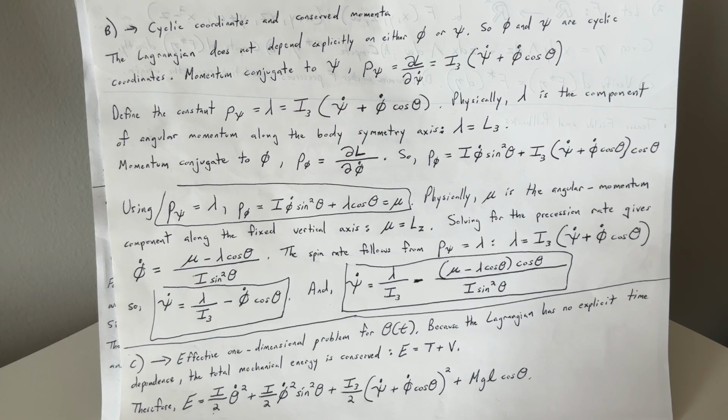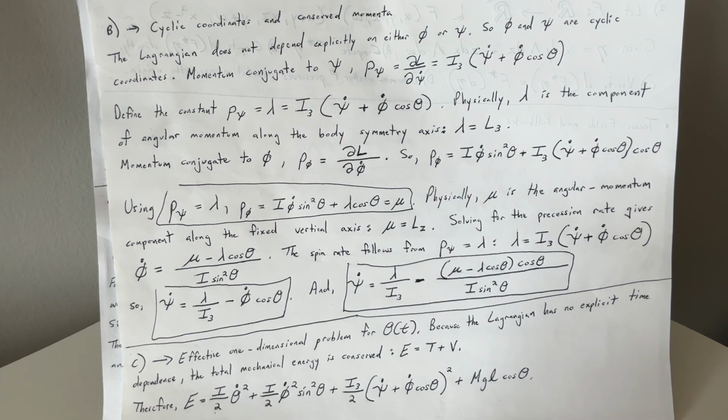Okay, so moving along now to part C. For part C, the effective one-dimensional problem for theta of t. Because the Lagrangian has no explicit time dependence, the total mechanical energy is conserved, E equals T plus V. So therefore we could say E equals I over 2 theta dot squared plus I over 2 phi dot squared sine squared theta plus I sub 3 over 2 times the quantity psi dot plus phi dot cosine theta squared plus mgl cosine theta.